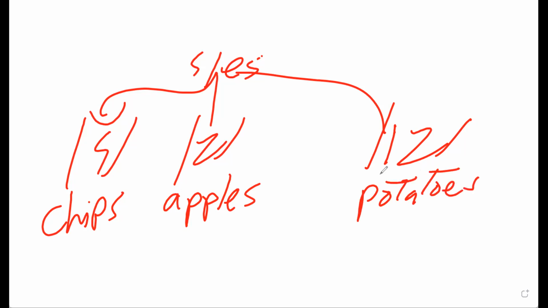And this? Potatoes. Yes. Here, as you see, all the plural nouns end in S. But this one you should mean chips, apples, potatoes. Why? What is the difference here, Nawaf?